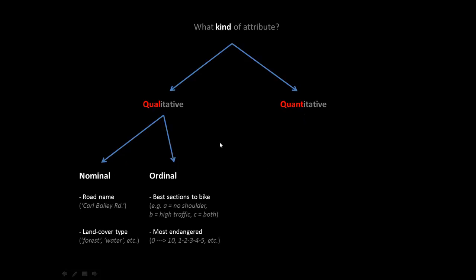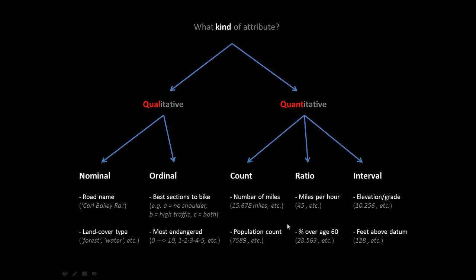Quantitative is a little different. So with quantitative, there are three main categories that I'd like to talk about: we've got count data, ratio data, and interval data. Count is probably the easiest to understand. It's just a raw quantity of something. For instance, number of miles or population in each county. In our world, we add and subtract these, and it's not too hard to do basic arithmetic with count data.